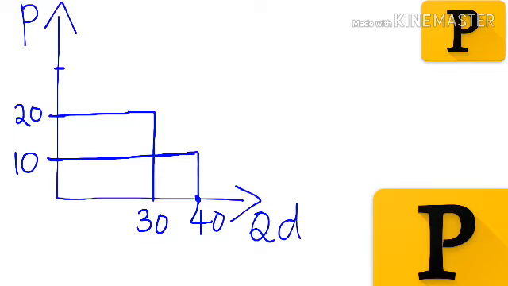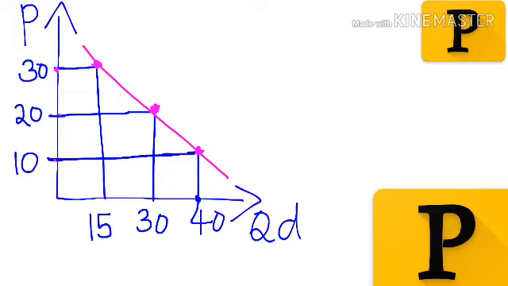Again the price has increased to 30, and now the quantity demanded has again decreased, and say now it is 15. So here we got 3 points at 3 price levels. So at rupees 10 we have got this point, at rupees 20 we have got this point, and at rupees 30 we have got this point. So if we join these 3 points, we would get a downward sloping curve, and this curve is known as the demand curve, which we represent as DD. This is the demand curve.